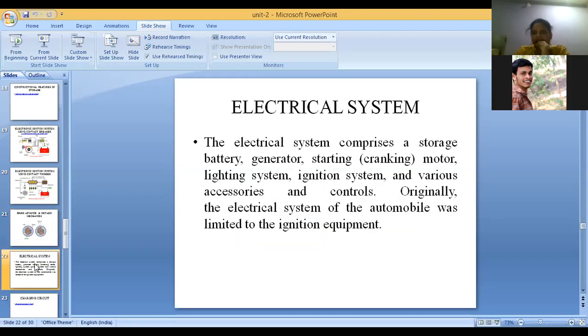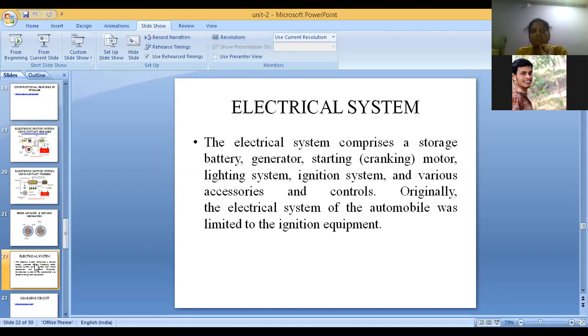Next one is the electrical system. The electrical system comprises a storage battery, generator, starter, which means the cranking motor, lighting system, ignition system, and various accessories and controls. Originally, the electrical system of the automobile was limited to the ignition equipment. In the electrical system, we should discuss all the things like the battery, the lights, how the wiper moves, how the horn works, how the indicators work, and how the ignition system works. Everything in the automobile is controlled with the electrical system only, except the engine.